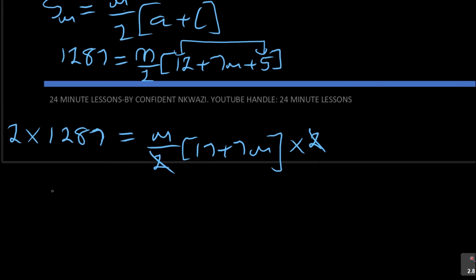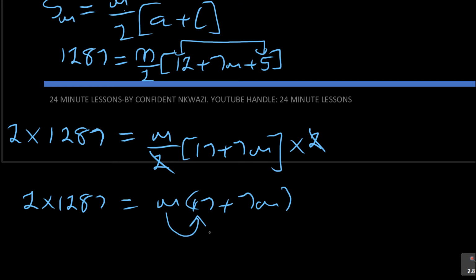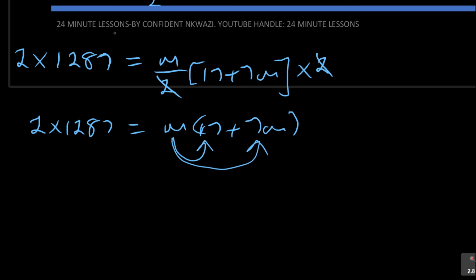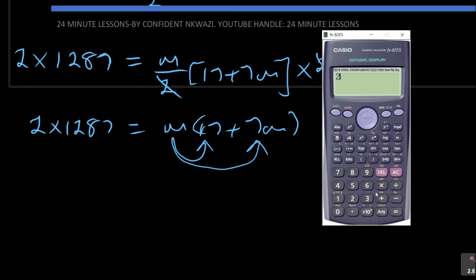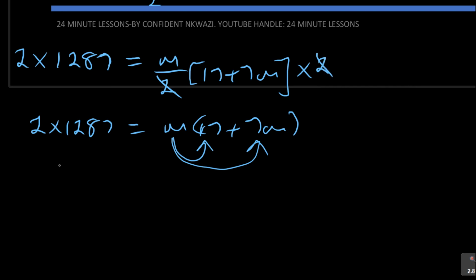And then from there, you don't have to multiply, you can leave it like that. 1287 is equal to m bracket 17 plus 7m. You see that? Then open the bracket: 17 times m times that. Then multiply that and see what it gives us. 2 times 1287 is equal to 2574. So 2574 is equal to 17m plus 7m squared.